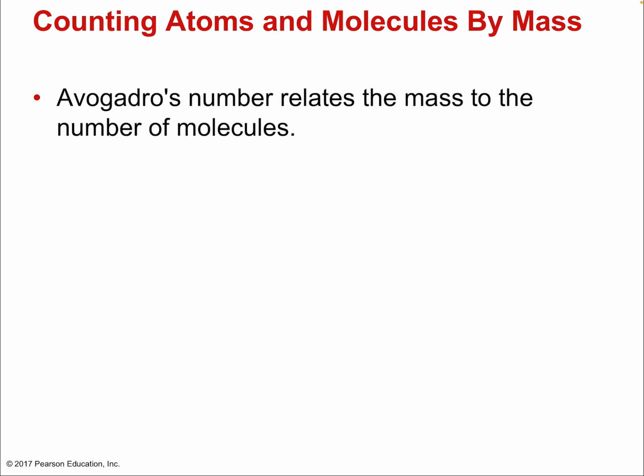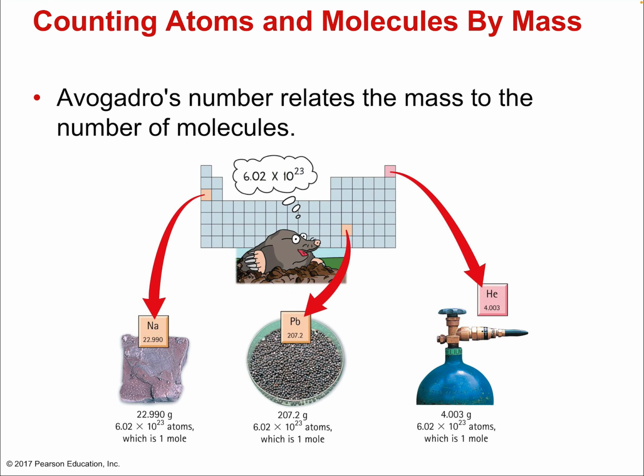Let's go on to the next slide. So Avogadro's number relates the mass to the number of molecules. Avogadro's number has to do with a mole. That's why we have this picture of a mole, just as a reminder that Avogadro's number is tied with moles. It's that many atoms per mole: 6.02 times 10 to the 23 atoms per mole. A lot of atoms, a huge number, okay?